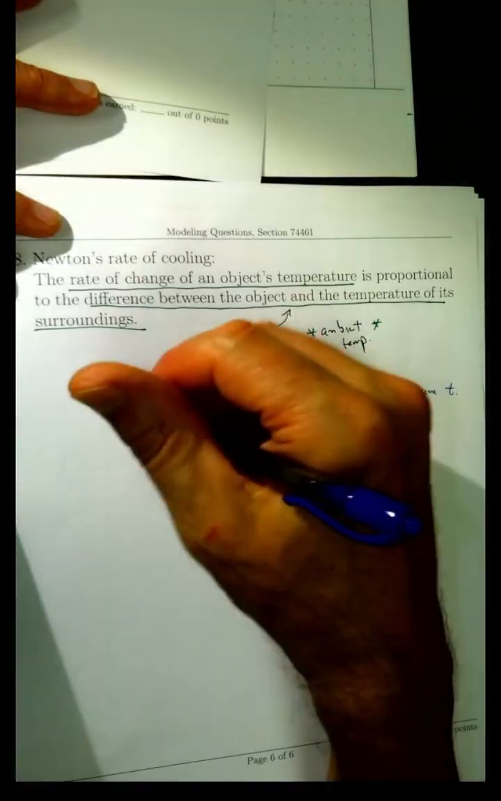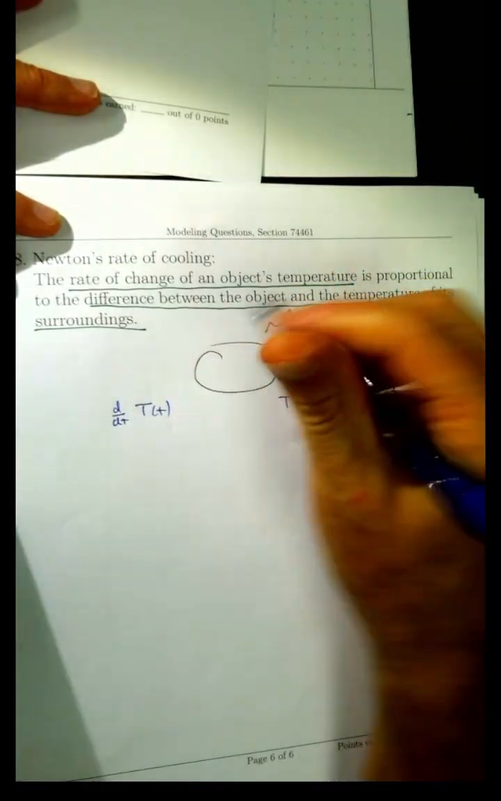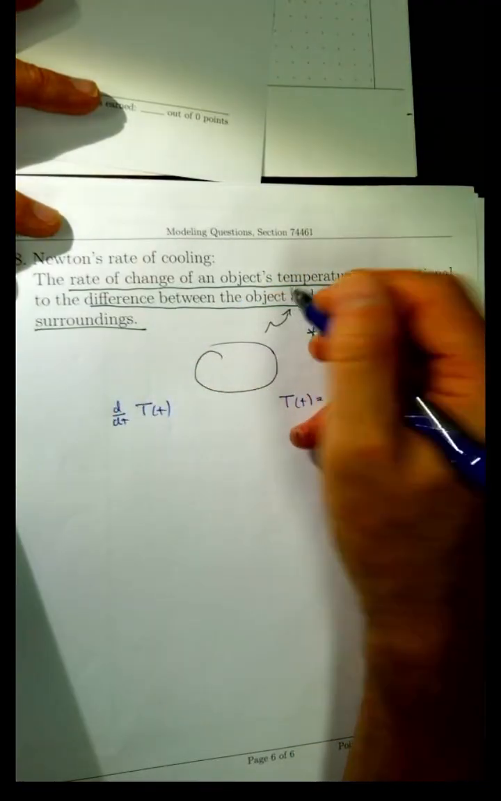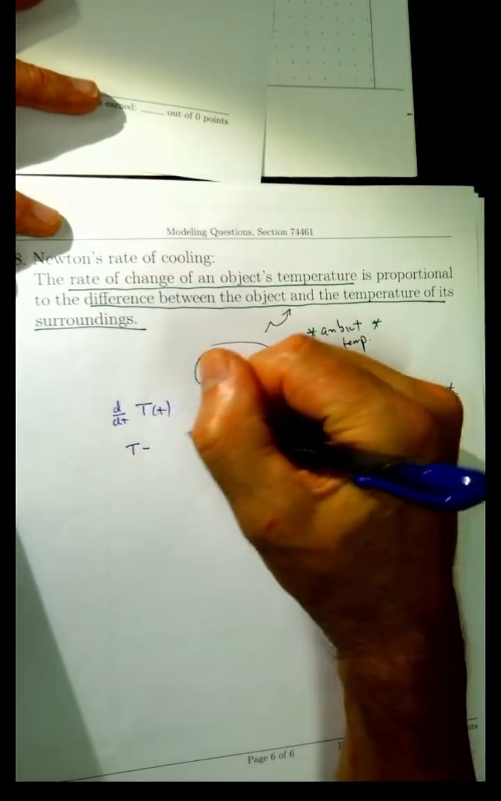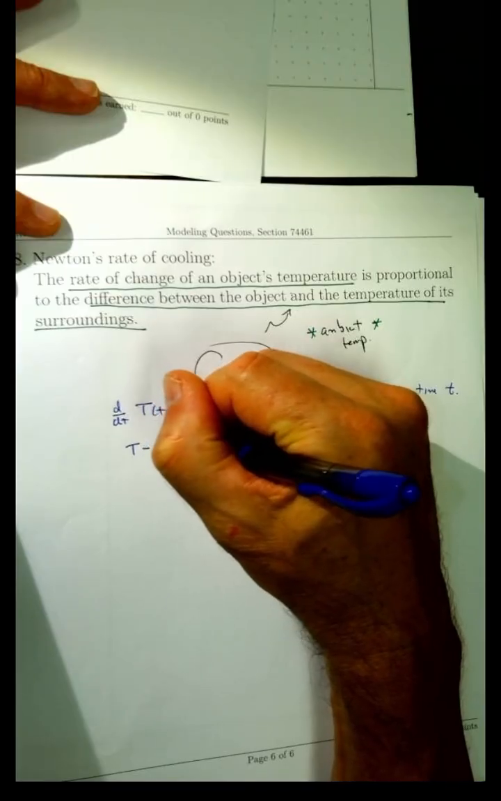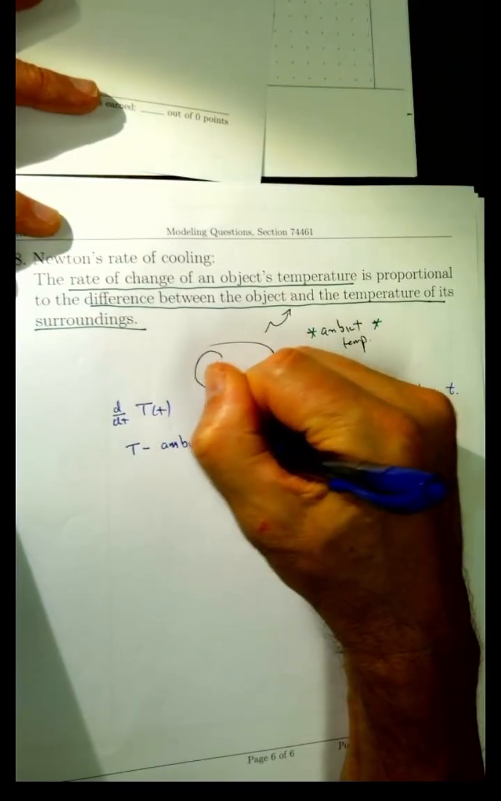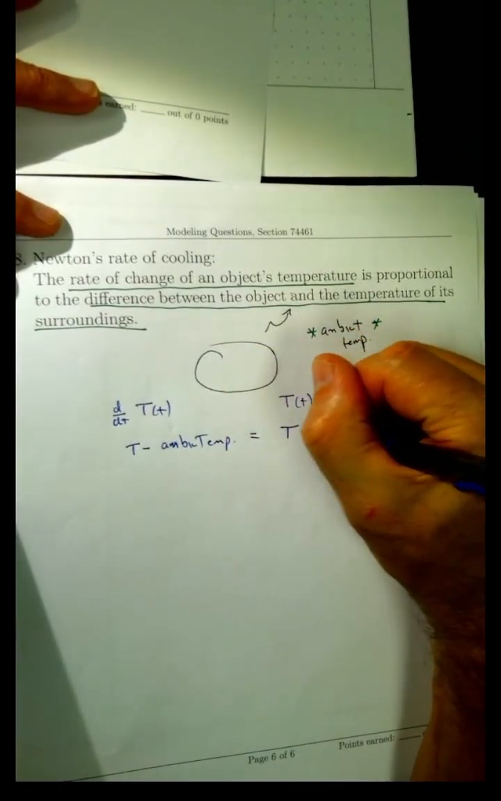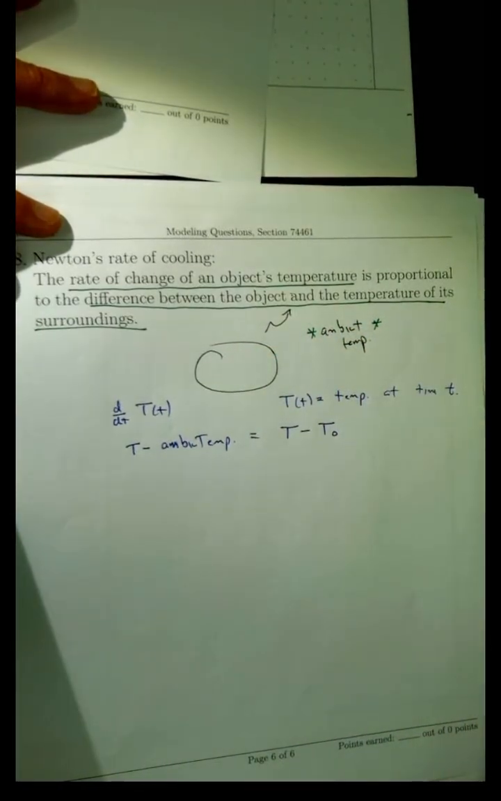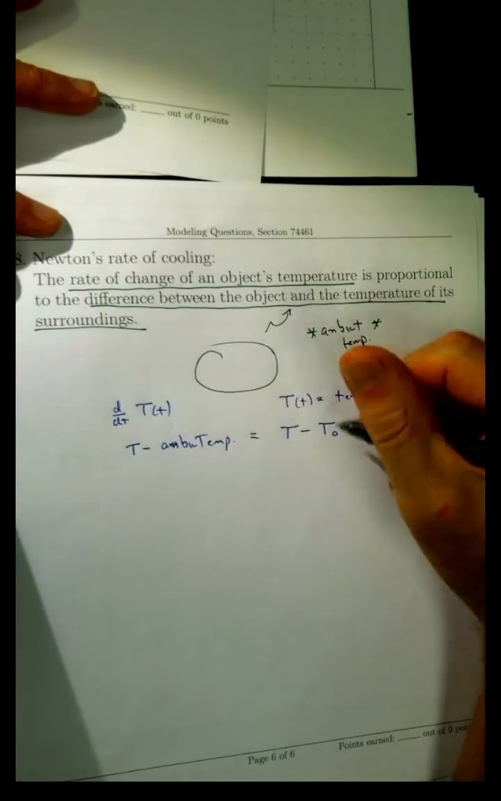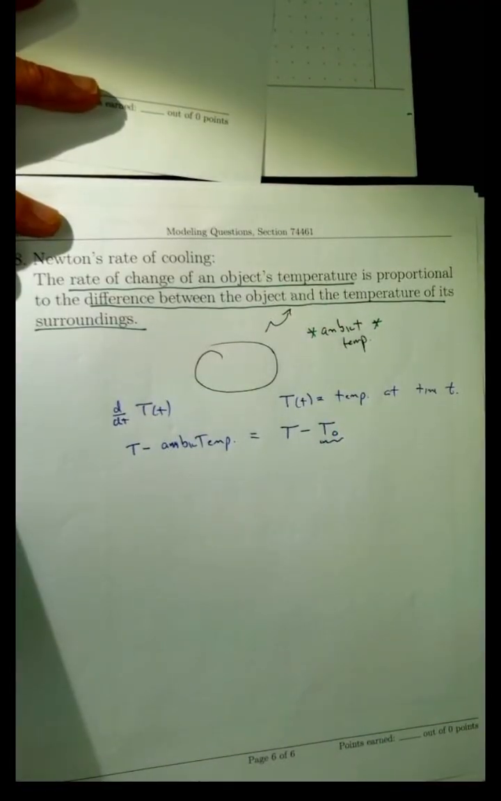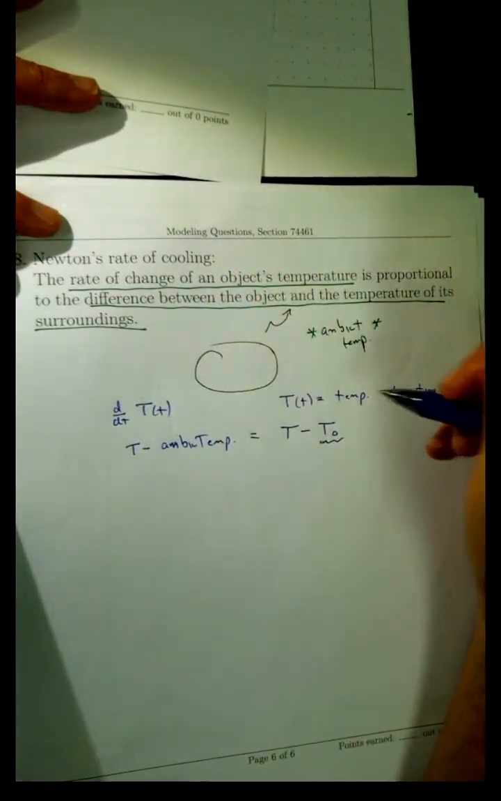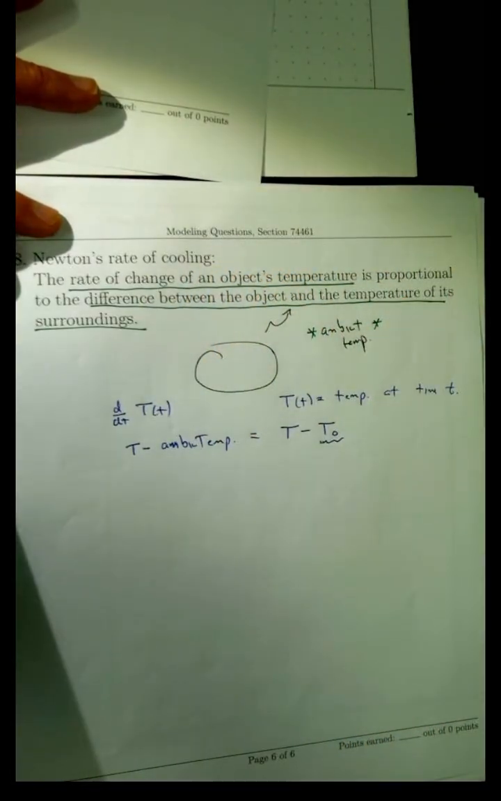And then we have the difference between the object and the temperature of its surroundings. That should be the object's temperature. That's T minus the ambient temperature. And we're going to abbreviate this as T minus T naught. And for now, we're going to just let that be a constant and see what happens. And so since these two things are proportional to one another, that means there's some constant.